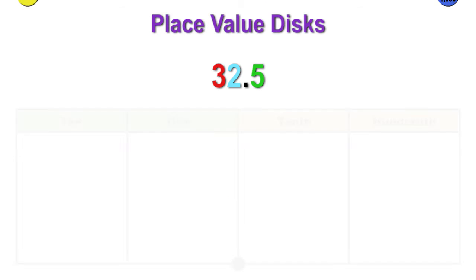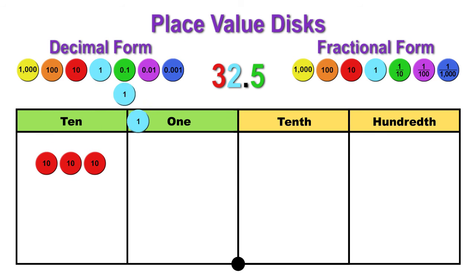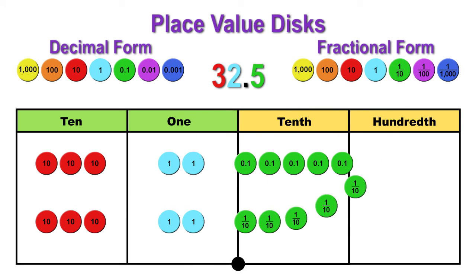Students will use place value discs to represent the numbers in both fraction and decimal form. Here you see 3 tens discs, 2 ones discs, and 5 tenths discs. It can also be modeled using fraction discs as 3 tens discs, 2 ones discs, and 5 1/10 discs. Both models show the same number of 32 5/10.